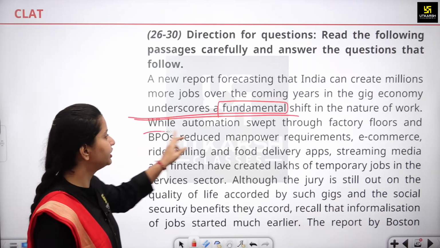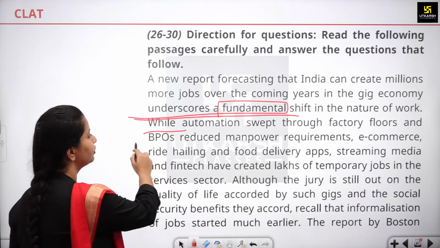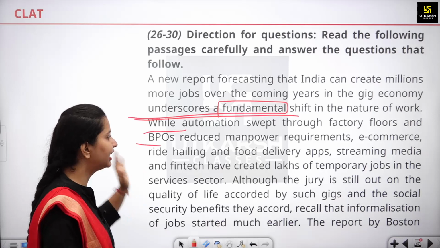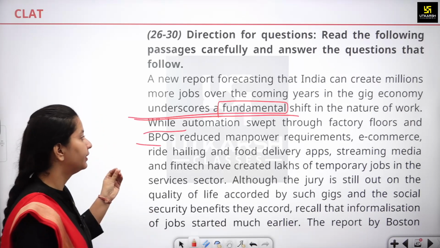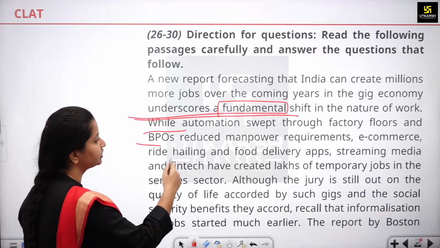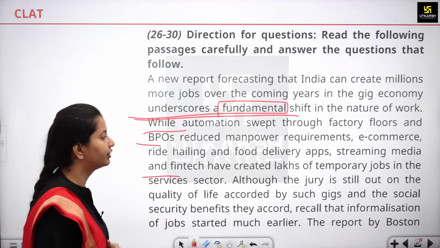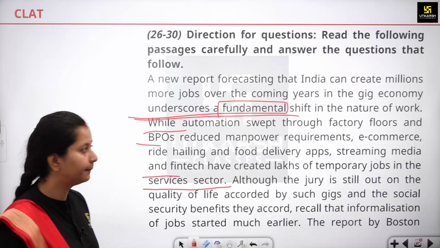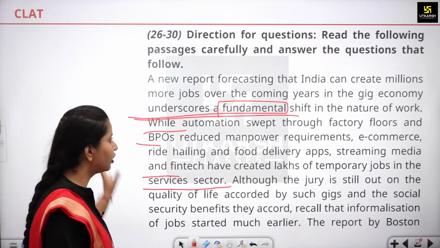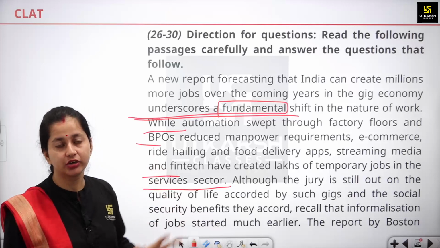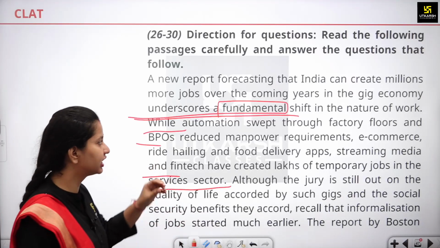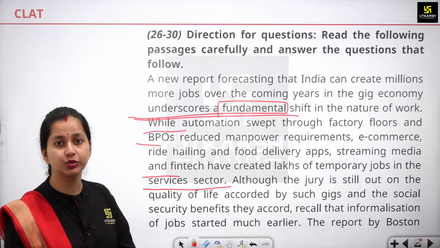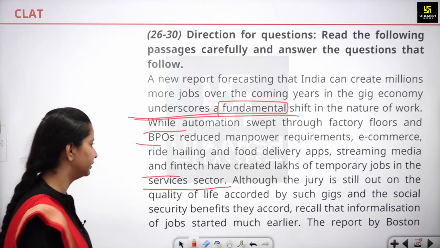While automation swept through factory floors and BPOs reduced manpower requirements, e-commerce, ride-hailing and food delivery apps, streaming media and fintech have created lakhs of temporary jobs in the service sector. So what it is telling here is that because automation has come, because society has become technology driven, manpower has been reduced in many places, and where manpower has increased is in temporary jobs.